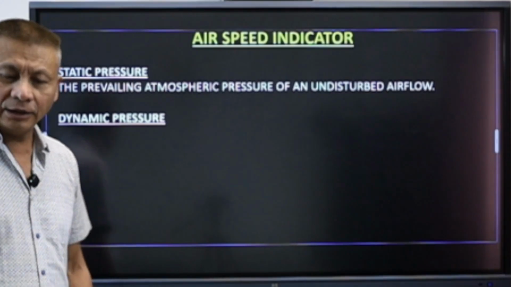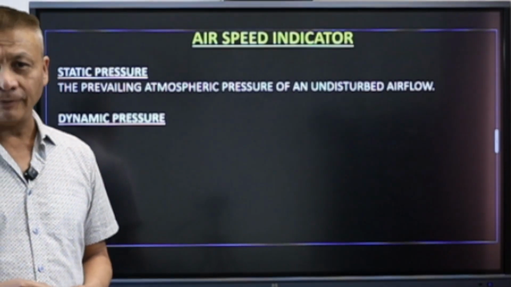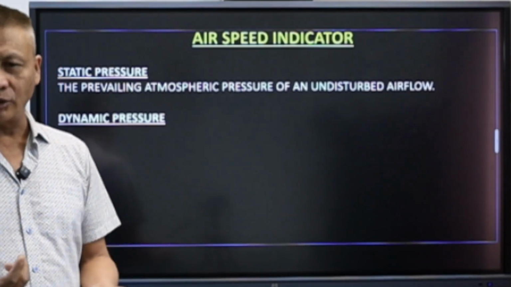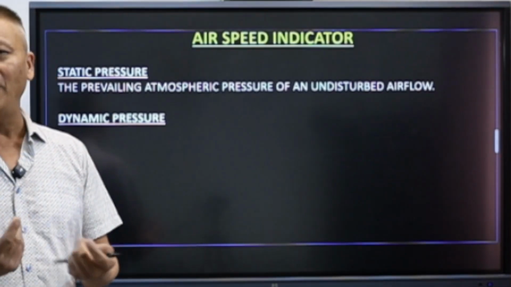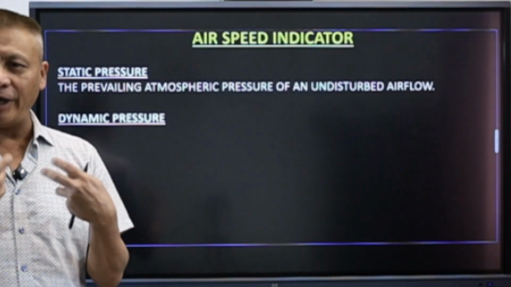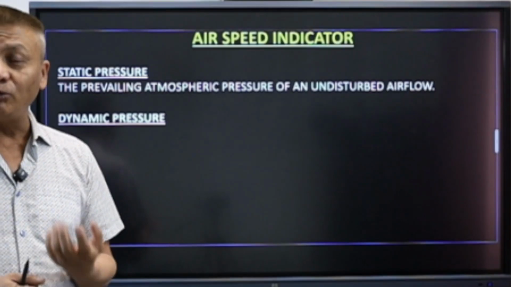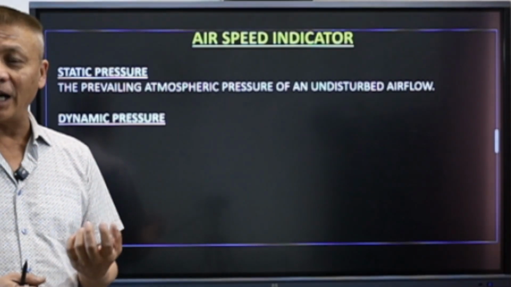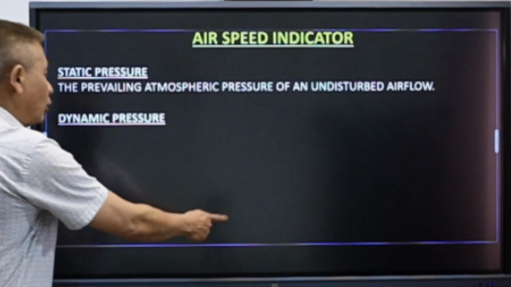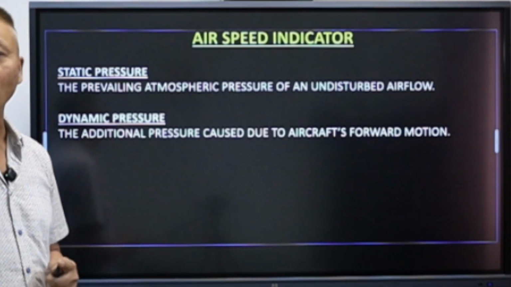Another type of pressure which we experience is whenever we start moving. For example, you are sitting behind your dad's scooter or bike. Once the bike starts moving, you will feel the pressure of the air on your face, your hand and your body parts. That pressure, which you feel because of the motion of the aircraft, is what we call the dynamic pressure. So the dynamic pressure is the additional pressure caused due to the aircraft's forward motion.